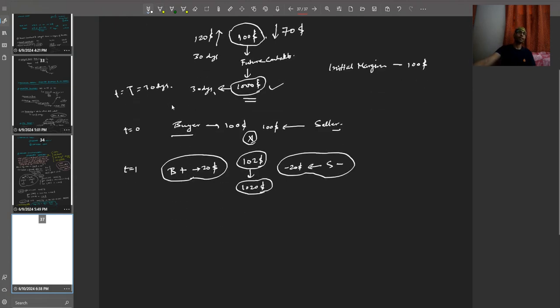Now let us say that at the end of the second day, the price of the stock from 102 moves to $108. The contract naturally has become 1080. And on the second day, the buyer gains another $60.